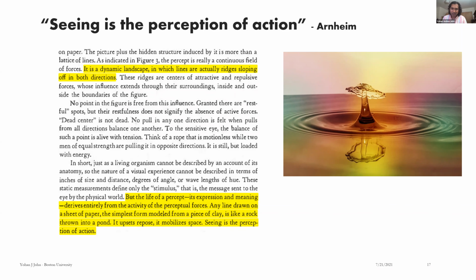Another phrase in the Arnheim book I really liked: seeing is the perception of action. And hopefully I'll link this with something more brain-centric later. So this visual field is a dynamic landscape in which lines are actually ridges sloping off in both directions. This is a nice link with the dynamical system stuff that we've been talking about for a while. Although, since it's a psychology for art book, it's vague. We don't know what this landscape is, where it resides, and what exactly the lines and ridges are. But basically, the intuition is that there are lines of influence between the things that you see, or in a sense, causing the things that you see.